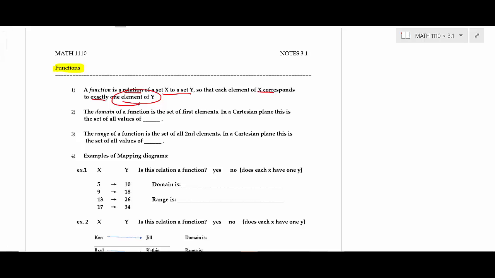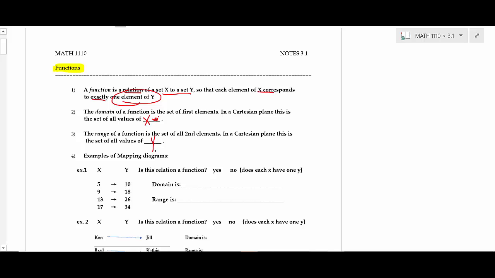But you basically have two sets, x and y, and they have to relate to each other in a special way. Okay, the domain of a function is the set of the first elements. You want to write on there that that just means the values of x. The range of a function is all the second elements, which would be the y values. So that would be all the values of y.